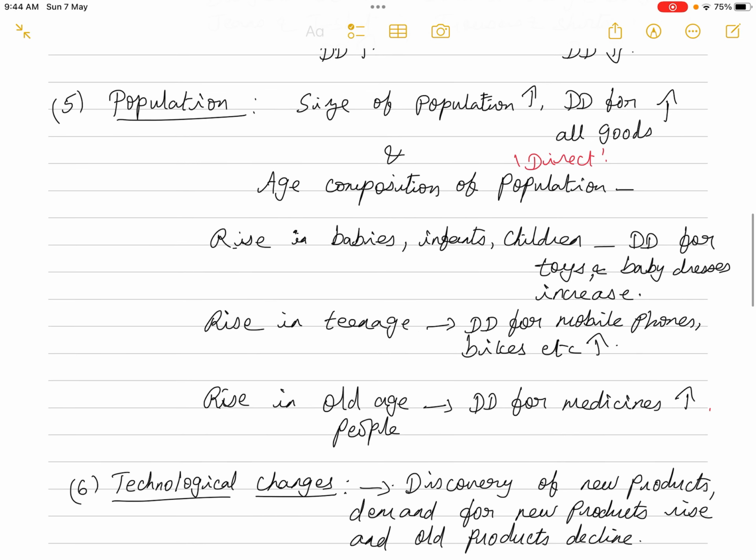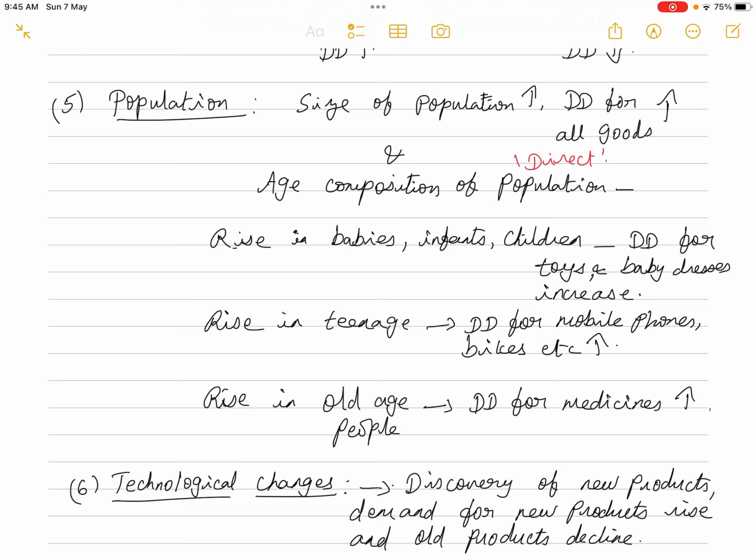Okay, then the next factor that influences the demand for a commodity is the population. Both the size of population and the age composition of population affect the demand for a commodity. Generally, if the size of population increases, the demand for all goods in general will increase. People will demand so many things: housing, food grains, then the sanitation facilities, all the services, the hospital services, the educational services.